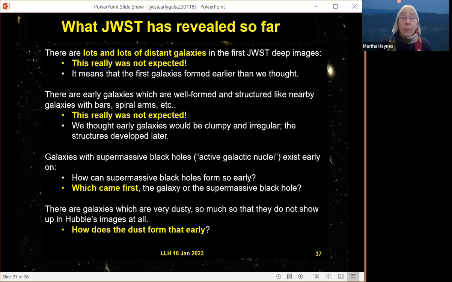Another thing that we've discovered is that although most of the galaxies that we've been looking at that are candidates for distant galaxies probably don't contain that much dust, a lot of them do contain dust. Some of them are extremely dusty, so dusty that they don't show up in Hubble images at all, but they do show up in the JWST images. And that suggests to us that the galaxies are embedded in dust.